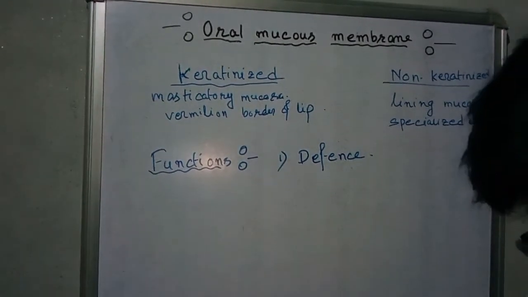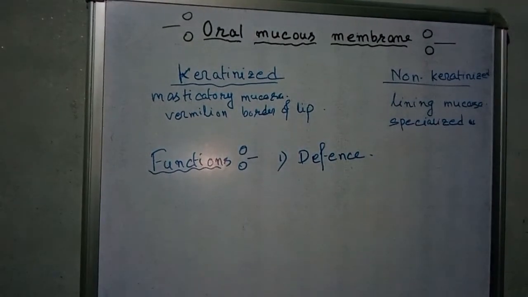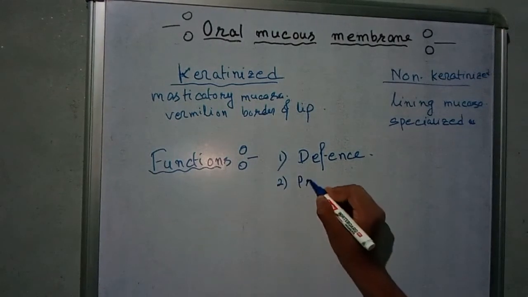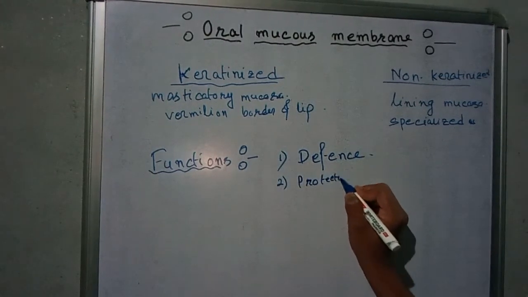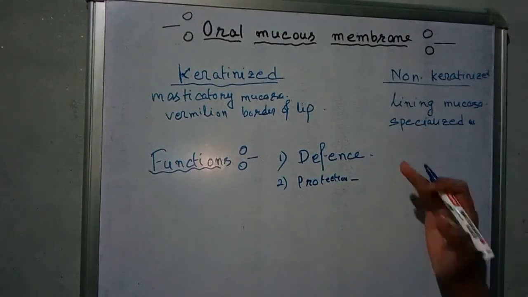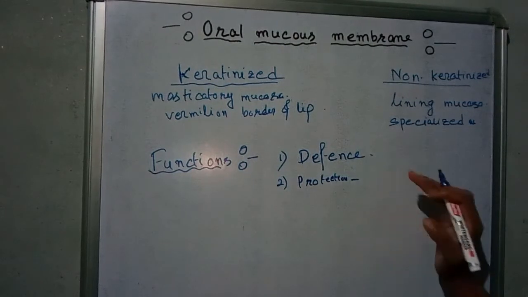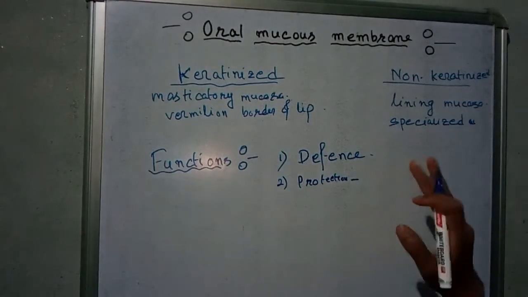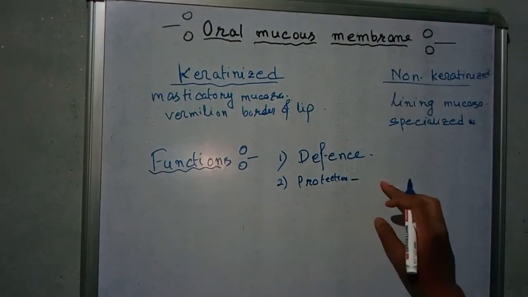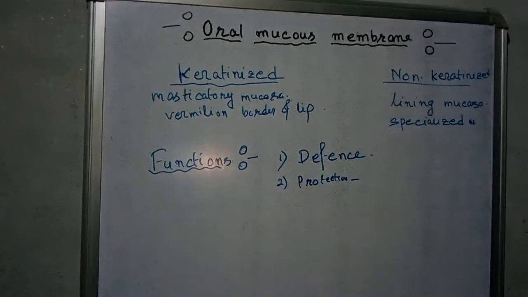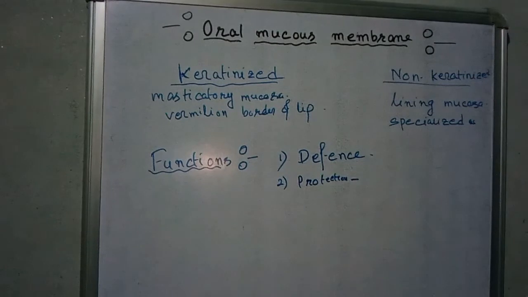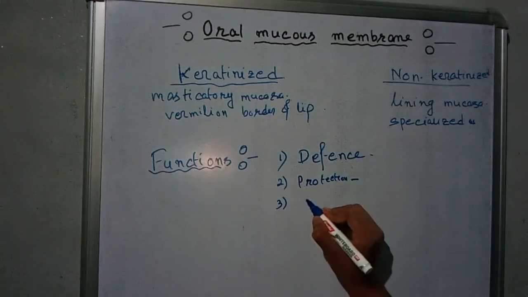Now the function number 2, that is protection. The oral mucosa protects the deeper tissues from the mechanical forces which occur due to mastication. So the second function is protection, because it protects the deeper tissues from the mechanical force which occurs due to the mastication. And number three function is lubrication.